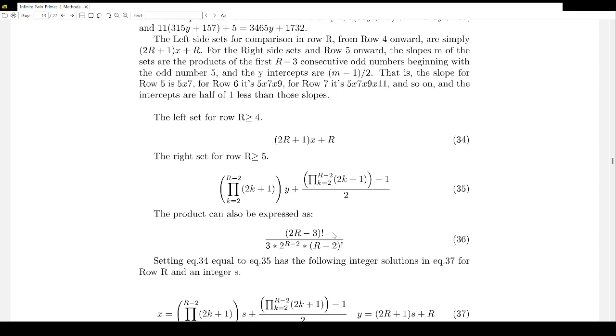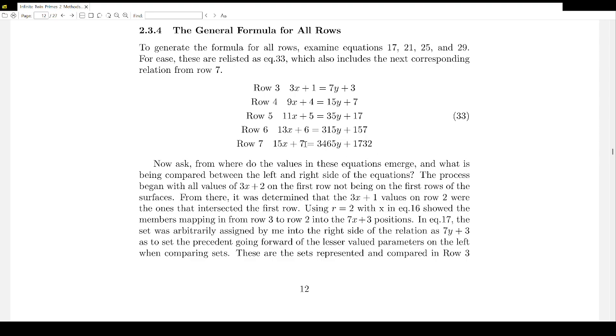And what is all this? Well, that's just what I just described. Here's the product function of the first odd numbers starting at 5 for the row minus 3. So that runs from k equals 2 to r minus 2. That's just those product of odd values that we just showed, times y, plus, here's that product again, minus 1 over 2. So now here's your two generalized forms for these comparisons in each row. So now you have the generalized form for all this, starting from the left side from row 4 and the right side from row 5.